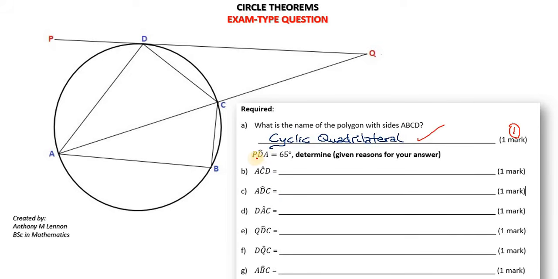Now we're told that angle PDA is 65 degrees. That's the measure of the angle. When two straight lines meet at a point, an angle is formed. So we're talking about line PD meets line DA, forming the angle in the middle that we refer to as angle D. So angle PDA is what we're referring to as angle D here. So we have to ensure we understand which angle we're looking for.